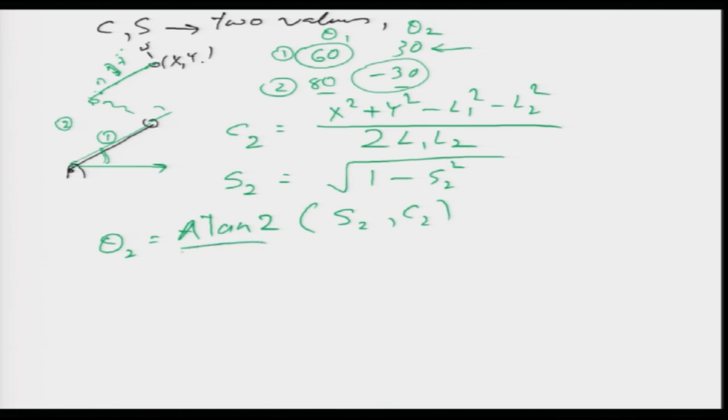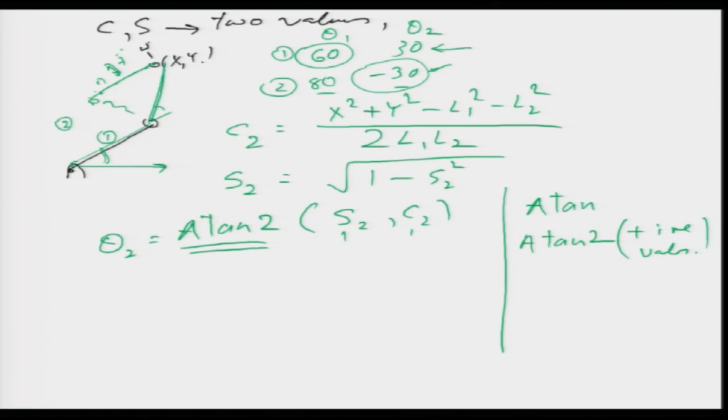This atan2 is a special function which basically takes the positive values of sine and cos. We have functions called atan, which is tan inverse, and we have atan2. In atan2 the speciality is it takes only the positive values. So it takes the positive value of sine and the positive value of cos, so this negative of cos is not going to happen. Now, if this does not happen, then you will get this solution only.